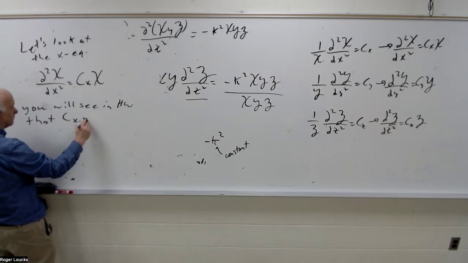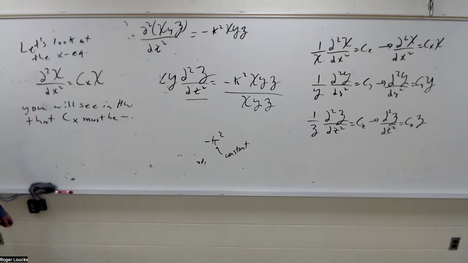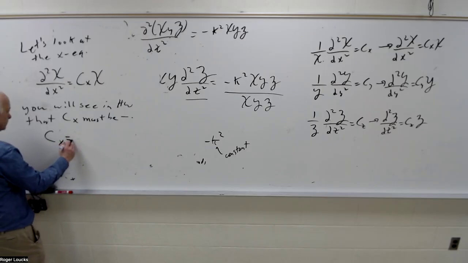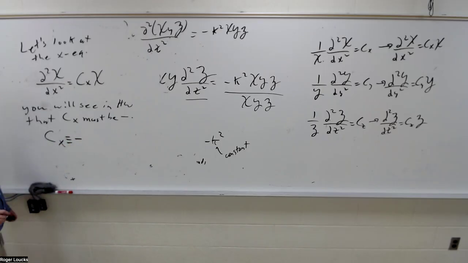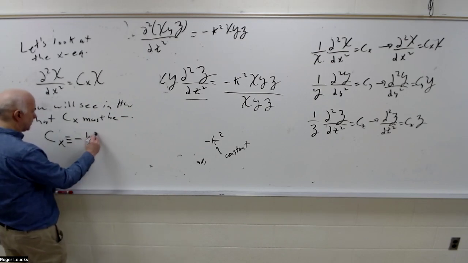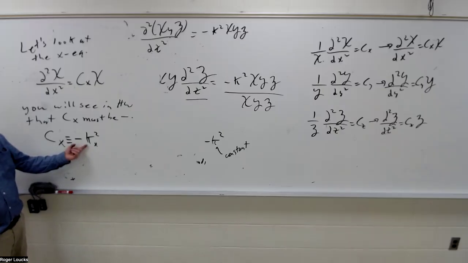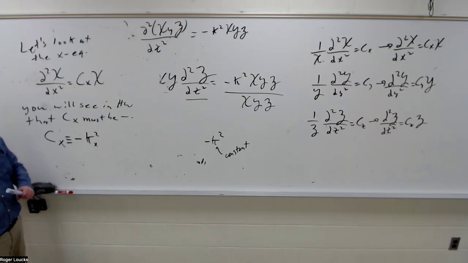Cx must be negative. Okay, so I'm going to define Cx to be minus a constant. And what do you think I might call that constant? I'm going to call it kx squared, minus kx squared. The kx here is going to be positive. I wonder why we're going to have a square there. I can't wait to find out.